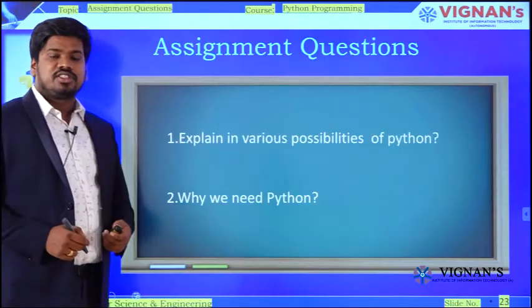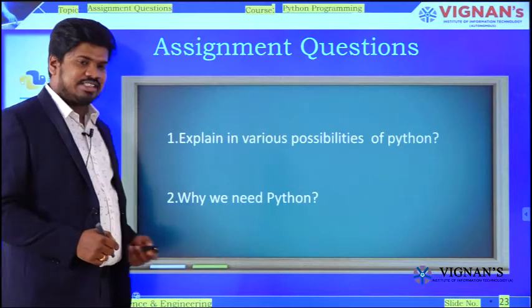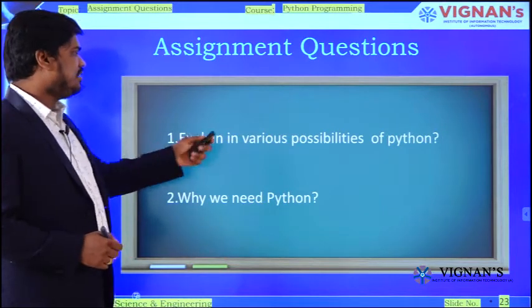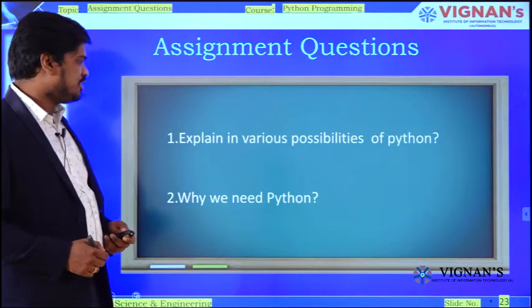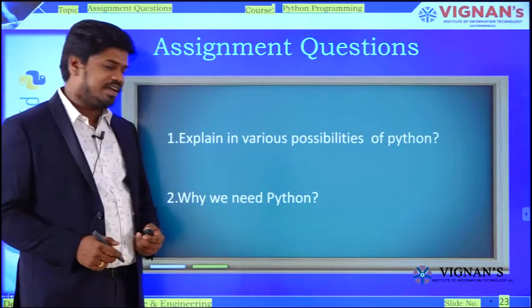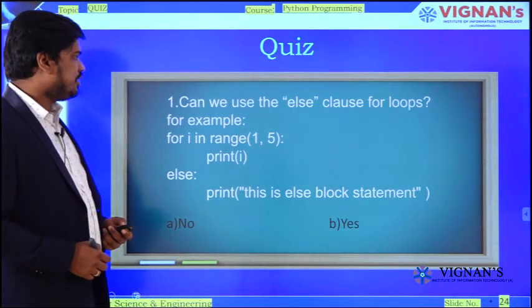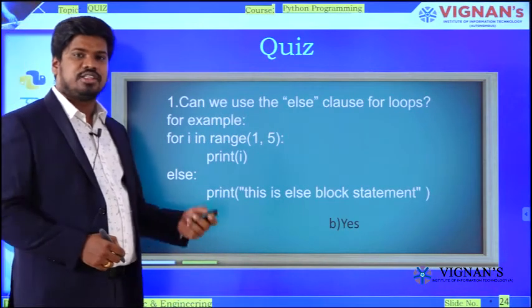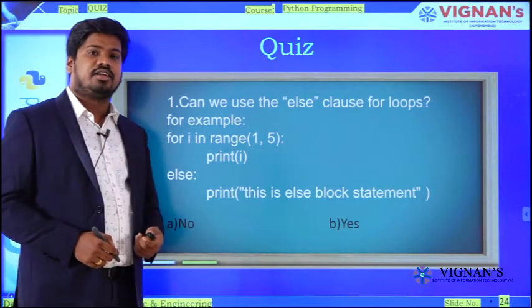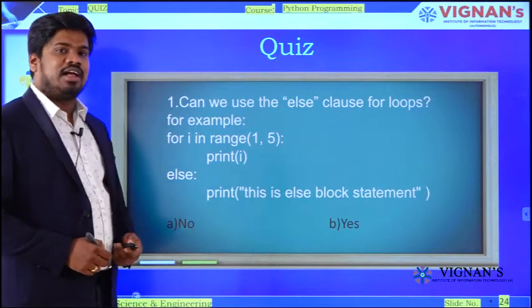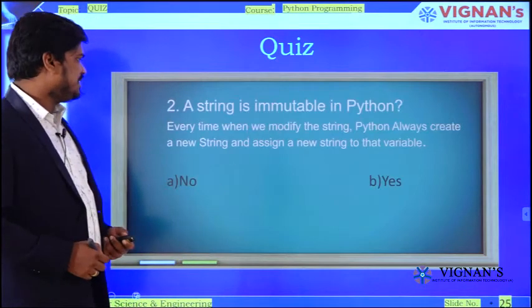These are the assignment questions, students. I want you to note down these assignment questions. First of all, explain the various possibilities of Python. The second question is why we need Python. Note it down. And coming to the second one, this is your quiz. Make sure you note down this quiz. And in my next lecture, I'll explain the answer. And this is my second quiz.